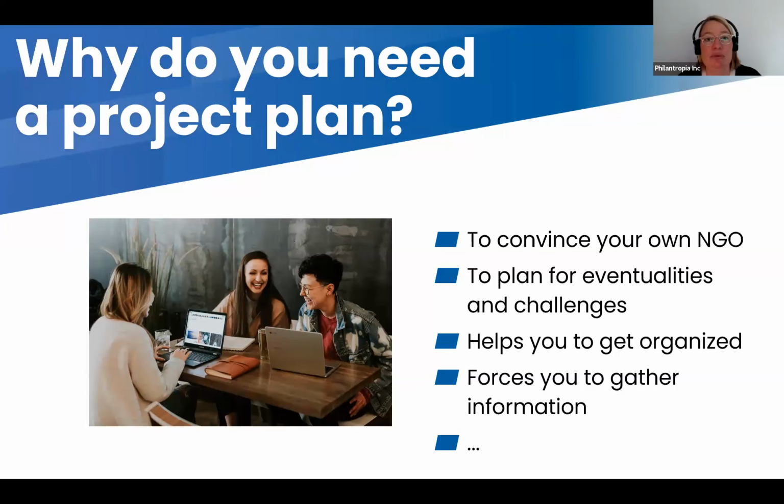But then also, even before you write a proposal or you do anything else, a project plan will help you to plan for eventualities and challenges. So you need to understand the idea that you have there, and that's closely connected to the next point. It helps you to get organized.